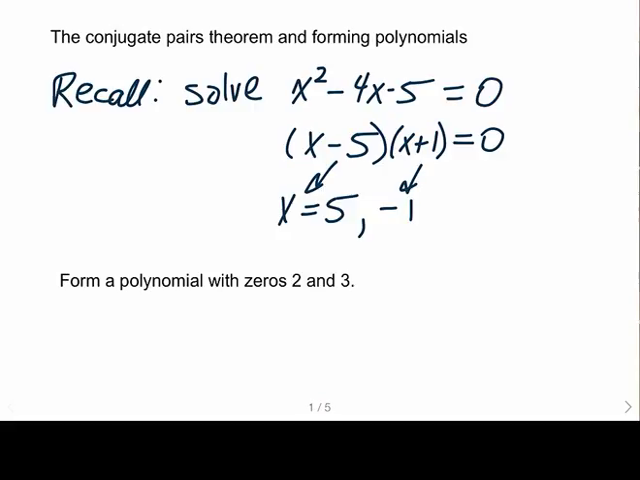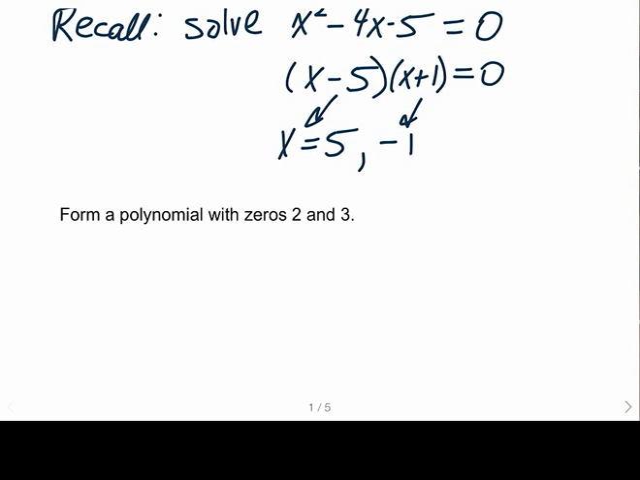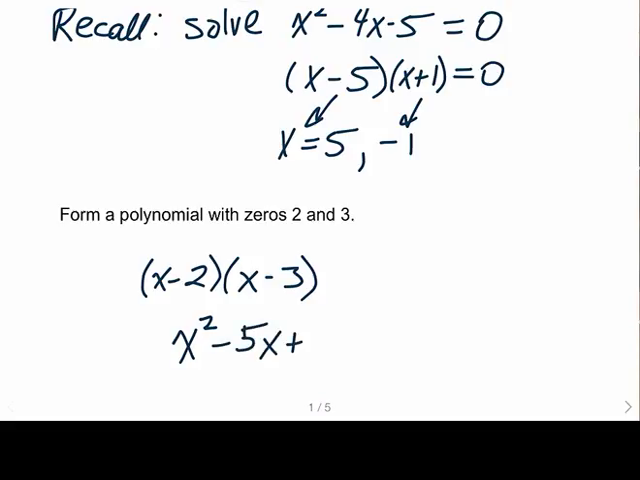Our first example is to form a polynomial with zeros 2 and 3. If a polynomial has zeros 2 and 3, then the process we just saw should help you see that we would have factors for this polynomial of x minus 2 and x minus 3. When we multiply this out, we end up with x squared minus 5x plus 6 as our polynomial.